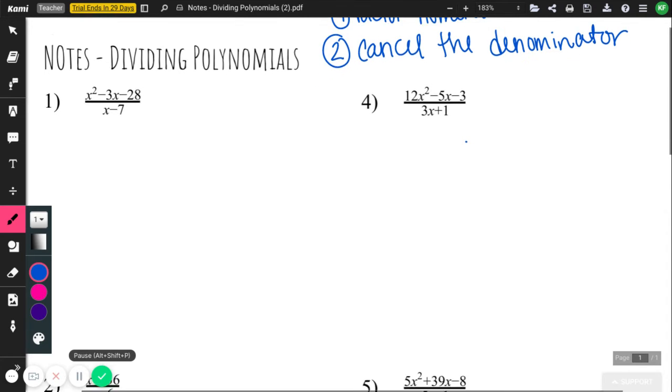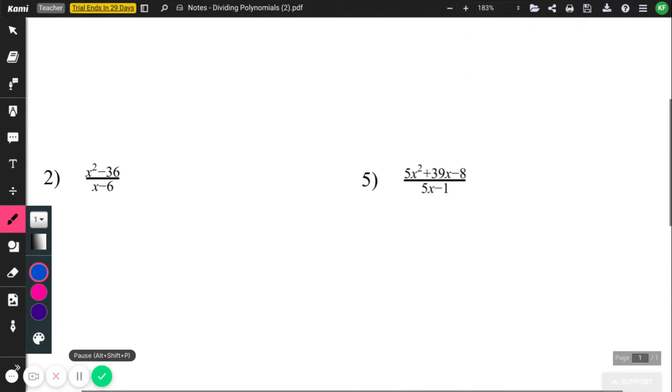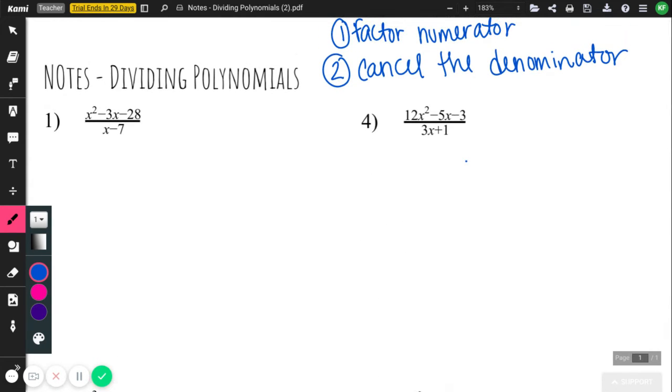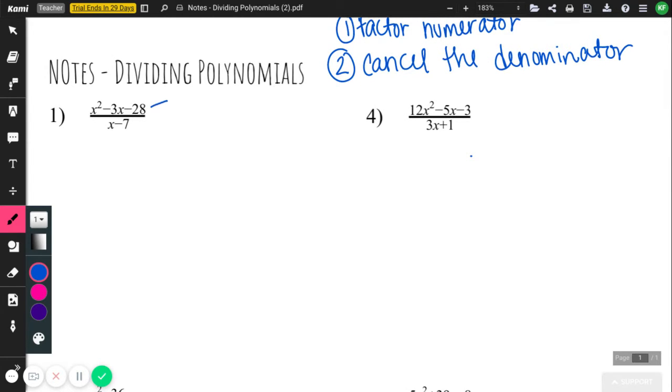So if you'll see on this notes page, basically all of these examples look the same or similar-ish. You've got a trinomial on the top and a binomial on the bottom of your fraction. Remember, fractions show division. So this problem is really x squared minus 3x minus 28 divided by x minus 7.